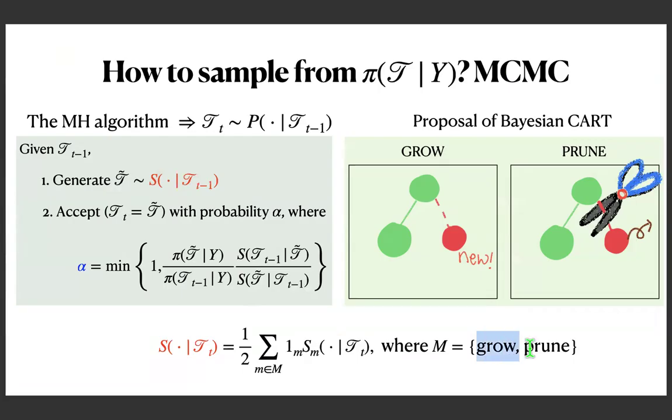First, we need to choose with probability 0.5 which movement we will do. So grow movement means that we add a new internal node. And prune movement means we cut out one existing internal node. And so once the movement is decided, we uniformly choose among all the possible candidates here. And that's how this chain can navigate within the space of trees.